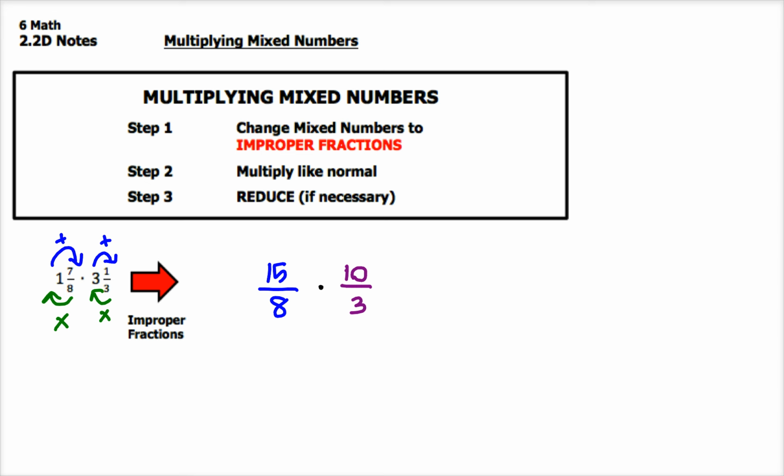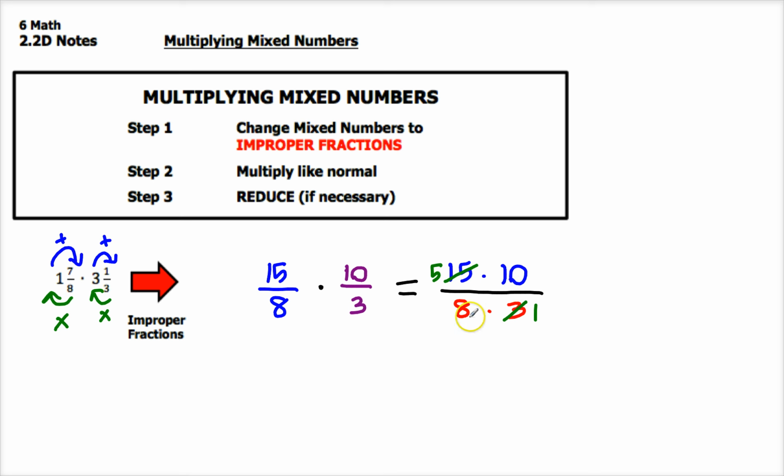So now that I've done that, I can multiply like I normally do. So we multiply our numerators together, 15 times 10. And then we multiply the denominators together, 8 times 3. I'm going to look for any opportunities I have to cancel. I see I have a 15 on the top and a 3 on the bottom. 15 and 3 are both divisible by 3. If I divide 15 by 3, I'm left with 5. If I divide 3 by 3, I'm left with 1.